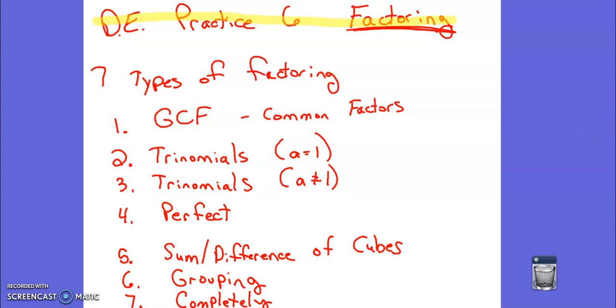All right, this is practice 6, the topic of factoring. Well, there's actually 7 types of factoring that we need to go over and just kind of review. The first type is the GCF, which is common factors. 2 and 3 are both trinomials. One's with the A in front, which is the simpler ones. And number 2 is when A is not 1. And then we got the perfect factoring problems, the sum and difference of cubes, and grouping, and then completely factoring. So let's go over each one of those.